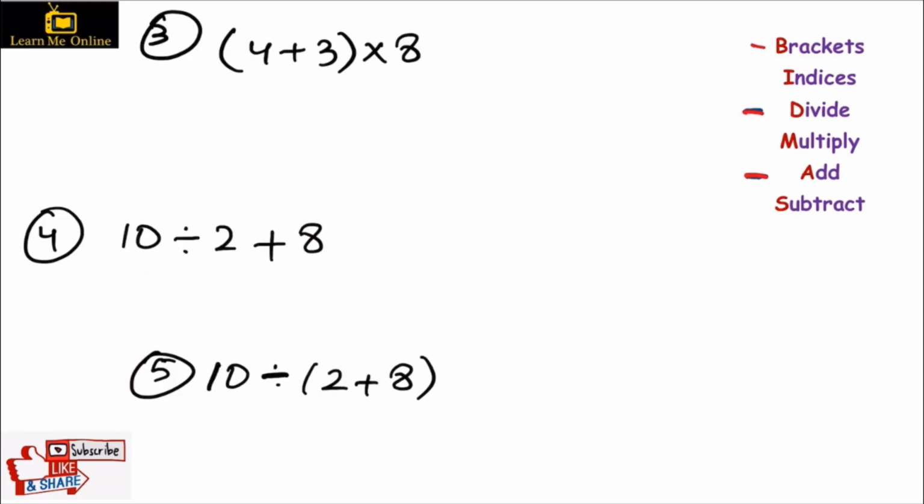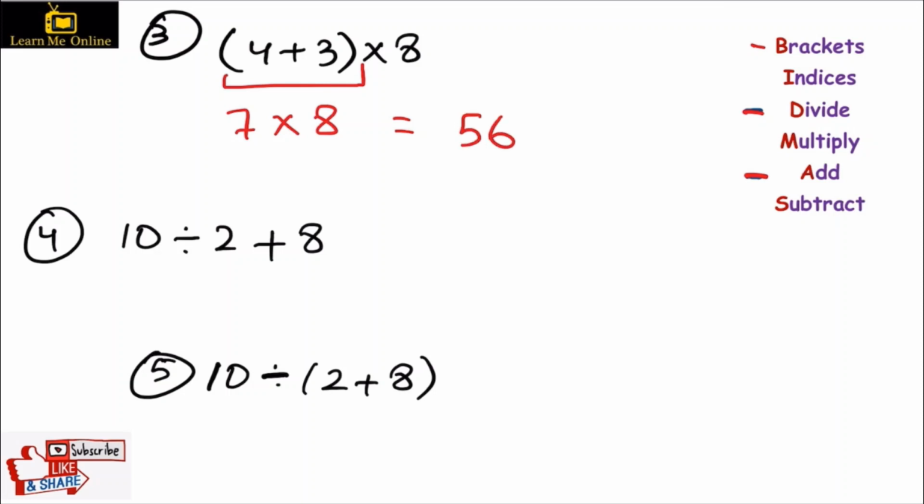Here we have the next example. To do the calculation, we see that we have a bracket, and we have plus and multiply signs. We're going to start with the brackets first. Whatever we have inside the bracket, we simplify that first, which is 4 plus 3 makes 7. And then we do the normal operation of multiply. So 7 times 8 would be 56.